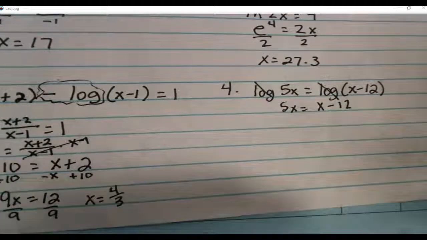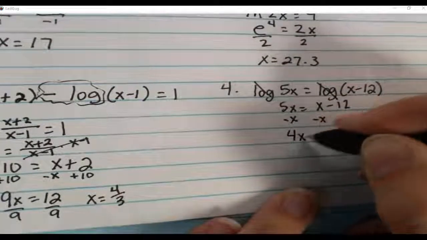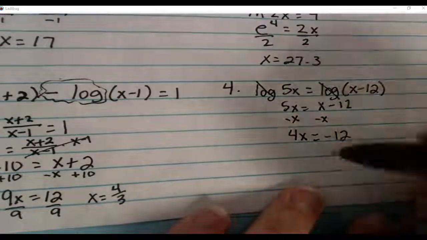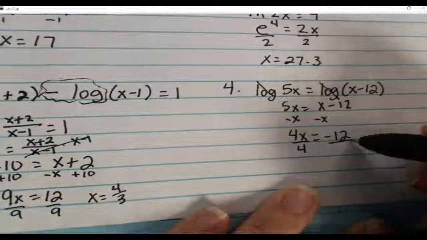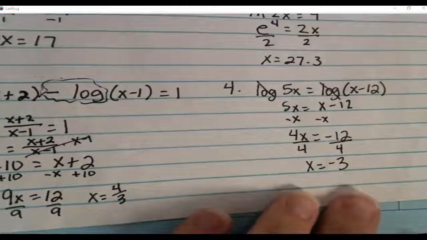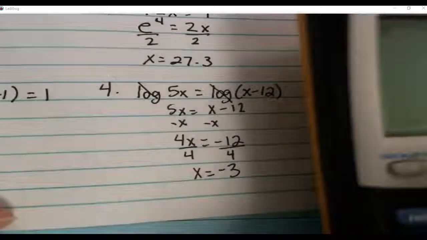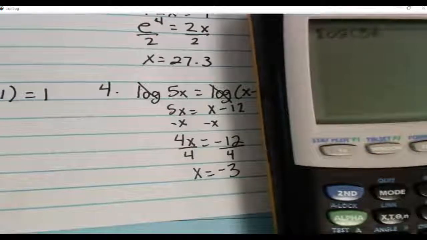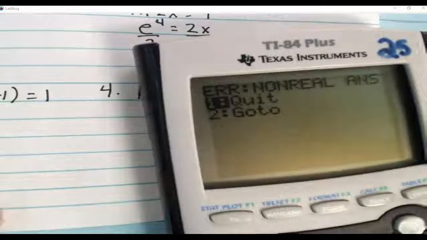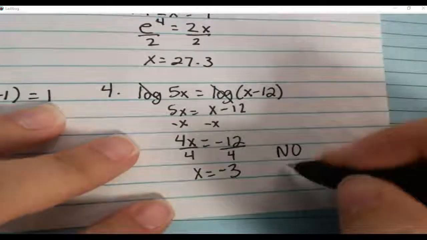And then again, we just solve it out. So subtract the x. So we get 4x equals negative 12. And then we divide. So what does x equal? You got it. Negative 3. So then we want to plug it back in and make sure that it works. So log 5 times negative 3 is no real answer. So this is no solution.